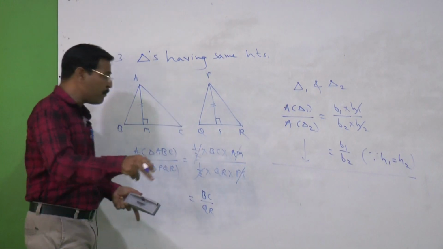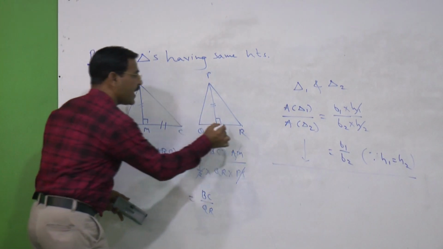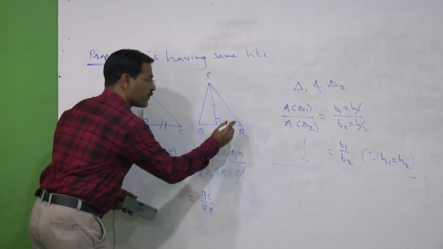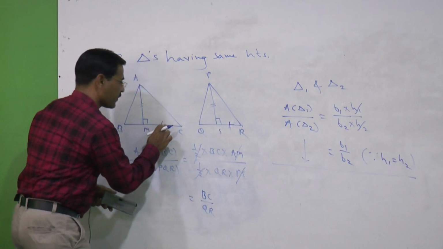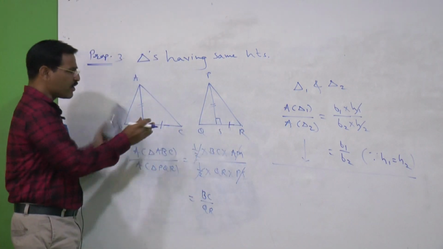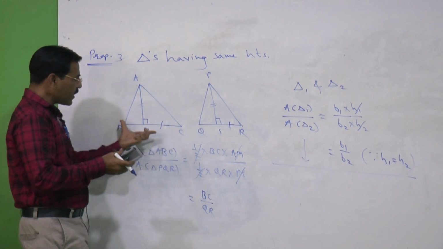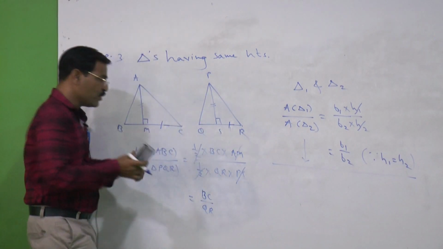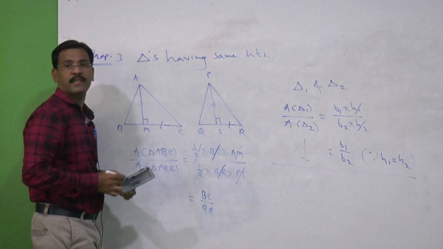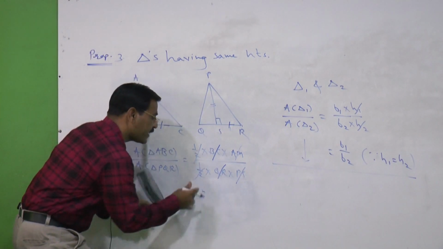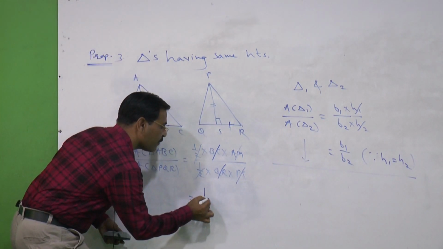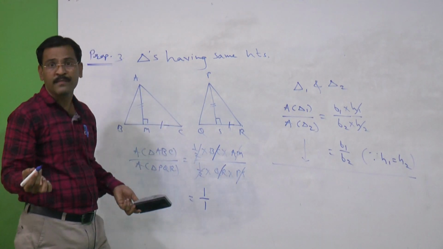At the same time, because of that reason, suppose BC and QR are the same. Instead of drawing one more time, I'll explain here only. See here, BC and QR are again the same, so this one also gets cancelled. Therefore here it is only what? Nothing upon nothing means obviously 1 upon 1.